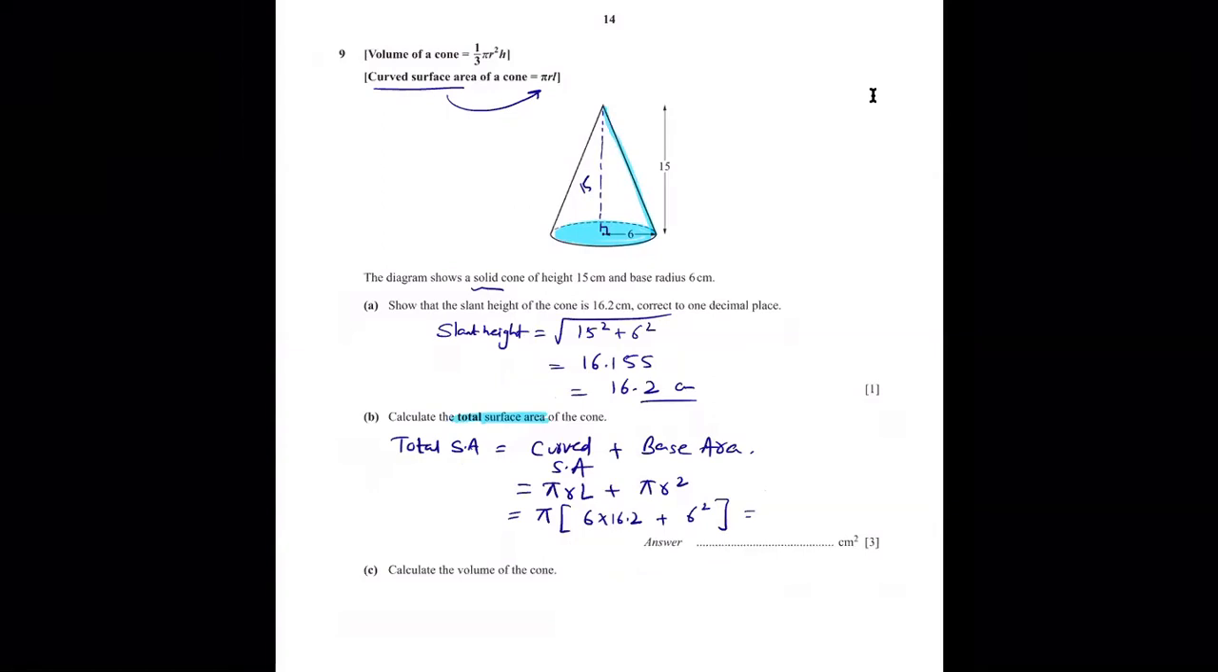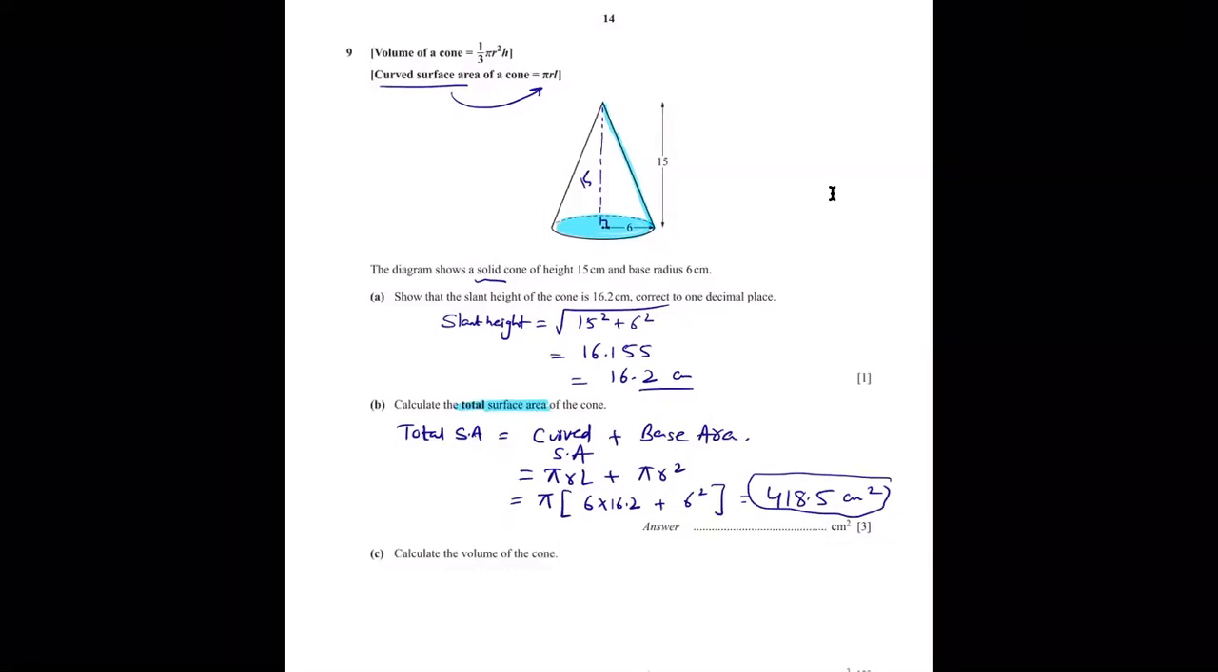Please use your calculator and give me the answer. 418.5 centimeters square. Very good. Musab, are you getting the same answer? Yes. Okay. Now in the third part, you have to calculate the volume of the cone.